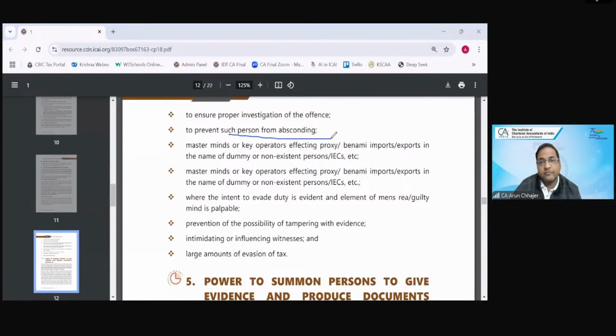to prevent such person from absconding, mastermind or key operator. See, बिकॉज मास्टरमाइंड के कारण उन्होंने क्या एक बहुत ही बढ़िया 122(1) ने इंसर्ट किया है एक पेनल्टी. We will discuss in the offense and penalty chapter because the word mastermind came, so I am telling you.